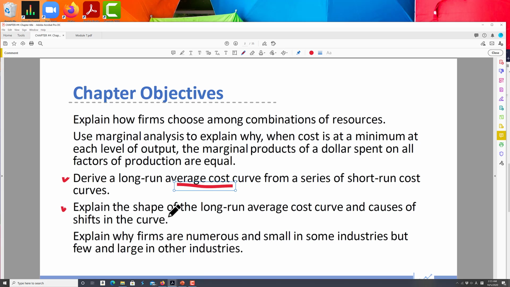And we'll consider various types of long-run average cost curves. Some are V-shaped, others are U-shaped, and so on. And this explains the reason why in some industries there is a large number of firms, while in other industries there are few firms.